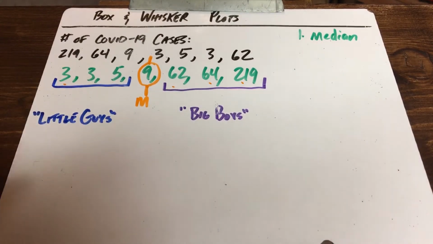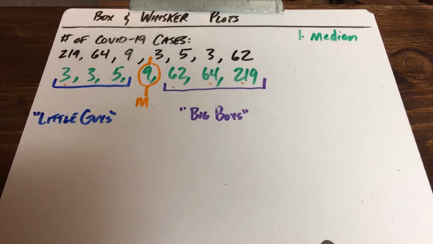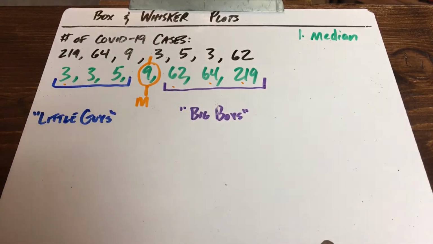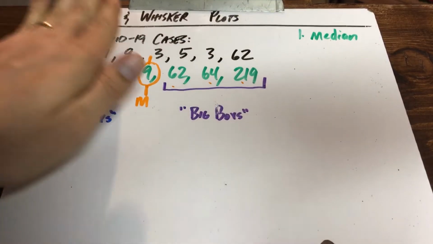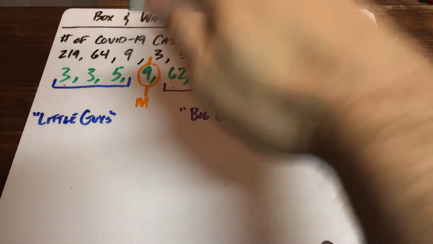If for some reason you do this on your own and you have like 3 numbers over here and 4 numbers over here, that's a clue that you have messed up and you need to go back and put the median in the right spot because your median is incorrect. So you should always have the same amount on this side that you have on this side. Okay, so now we have our list divided into the little side and the big side.